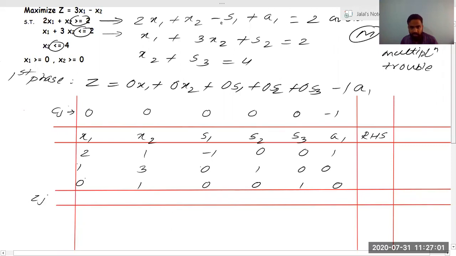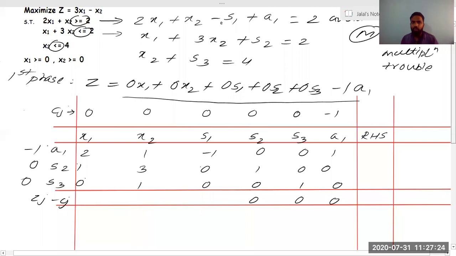Now we need to find Zj minus Cj. Similar way, Zj minus Cj for the identity matrix will be equal to 0. The variables which are entering are A1 at first place, S2 at second place, S3 at third place. Now, what is the value of the coefficients in Z? This will be -1, this will be 0, this will be 0. We have to consider this. Now we need to do simple things. -1 into 2, so -2 minus 0 will be -2. Now this will be 0 only. So -1 into this is -1, all things are 0, so -1 minus 0 will be -1.